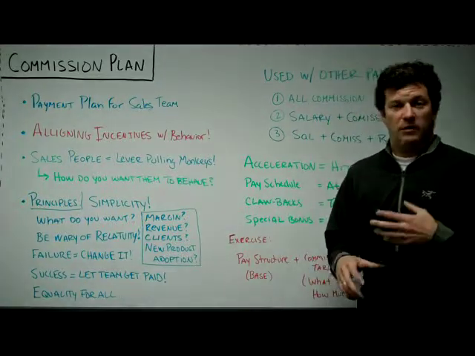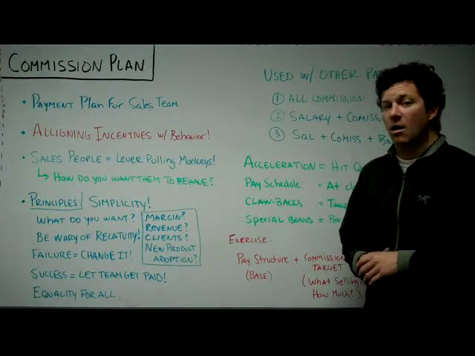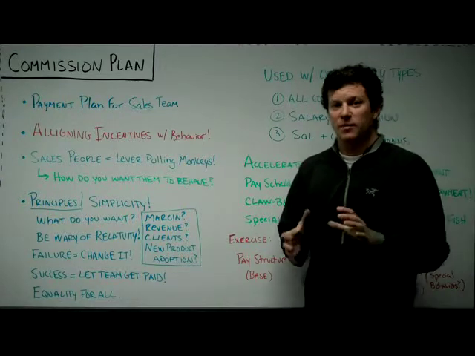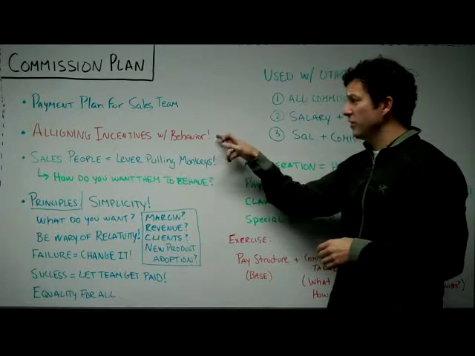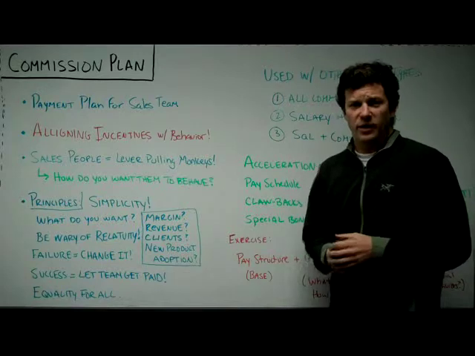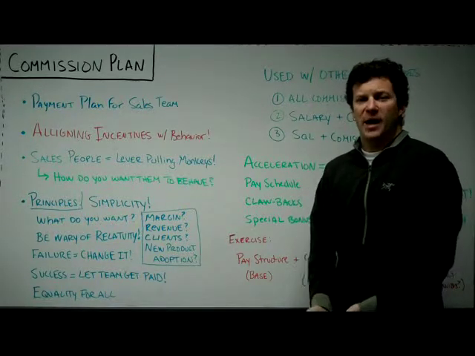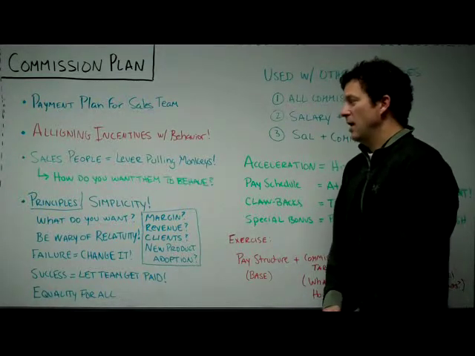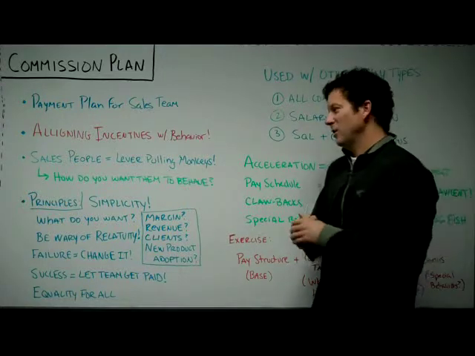So let's talk about how to design a commission plan, what some various commission plan ideas are, and then I'll give you guys a little exercise that you can ask yourself, sort of a Mad Lib, if you will, of how to design a commission plan. So the key thing to understand here is that commission plans are supposed to align incentives with behavior. You're supposed to think about what you want to have happen and provide substantive incentives to get salespeople to execute toward those things.